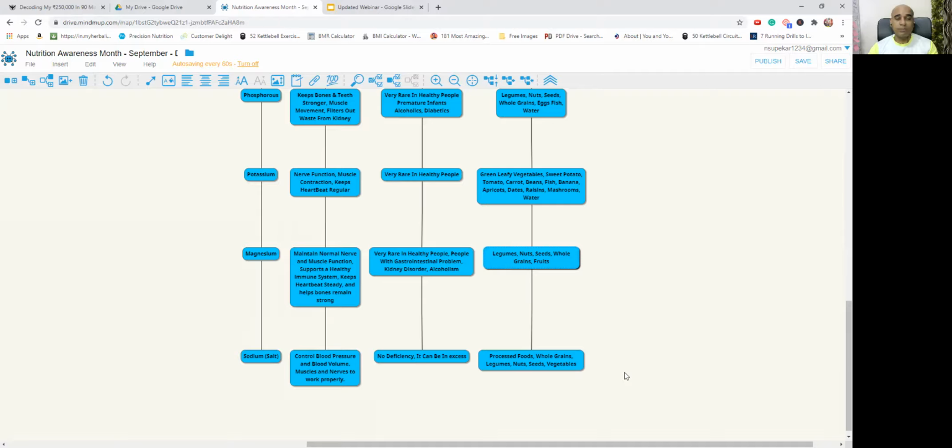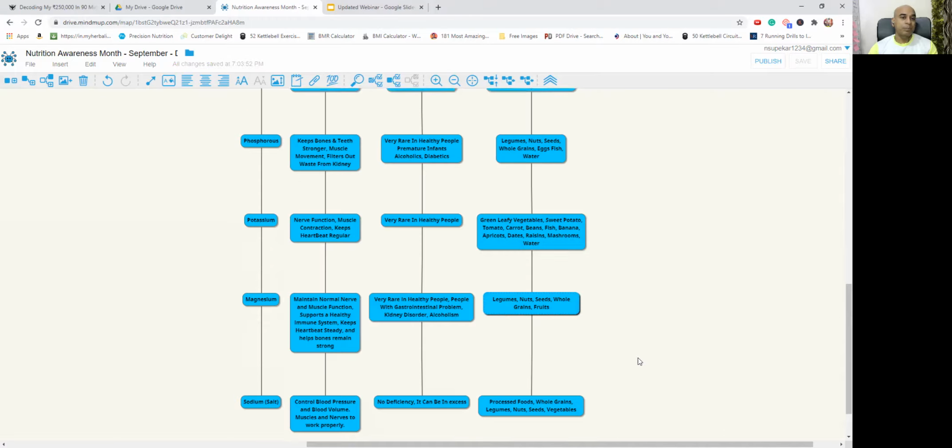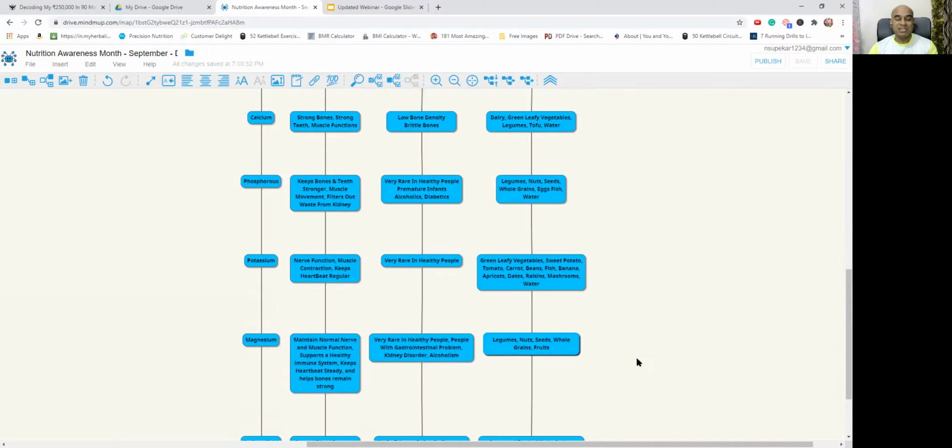So if we have some kind of deficiencies or imbalance with minerals, then the main thing which will happen is that muscle functioning will be hampered, nerve functioning will be hampered, and our bones and our teeth will not be in proper shape or health. So it is more important to have all these macro minerals consumed through the diet.